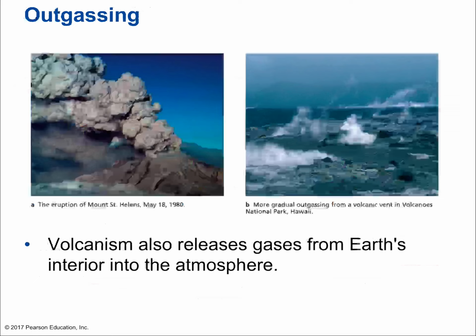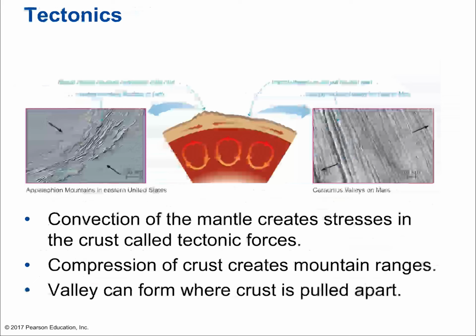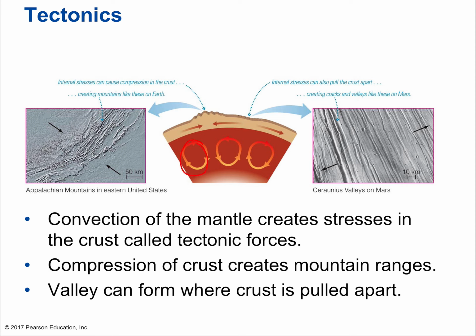Volcanism also releases gases from the Earth's interior into the atmosphere, and that can have important consequences chemically and greenhouse gas-wise in terms of the atmosphere. All right, so now tectonics, next on the list. So convection of the mantle, these are those big, rising of hot mantles, sinking of cooler sections of mantle.